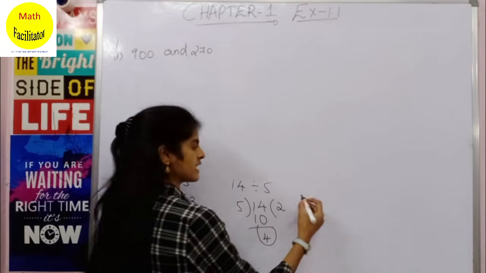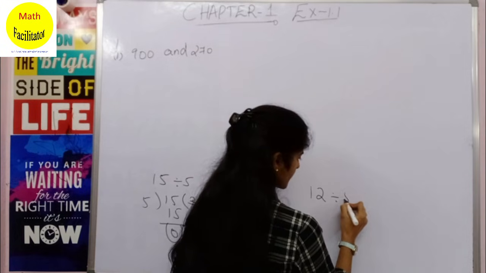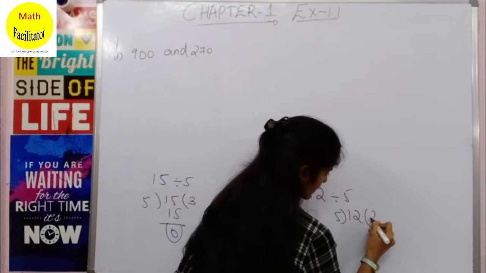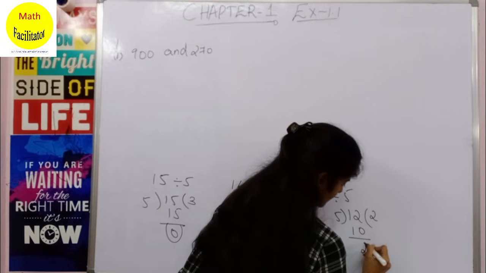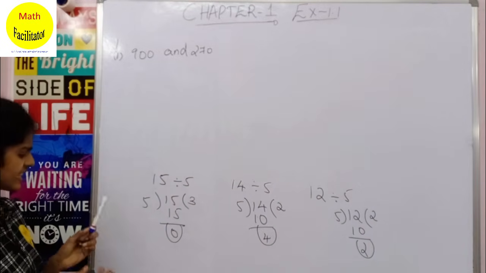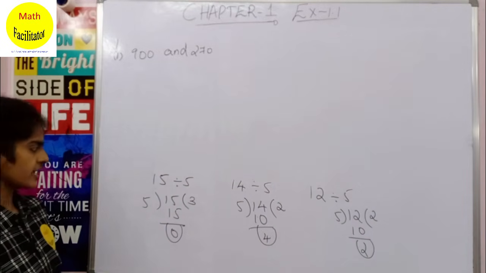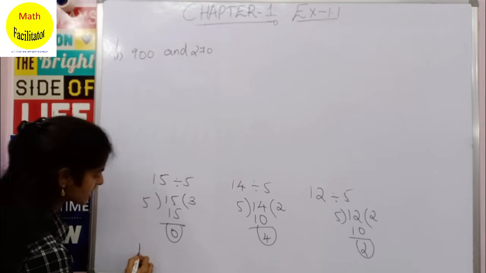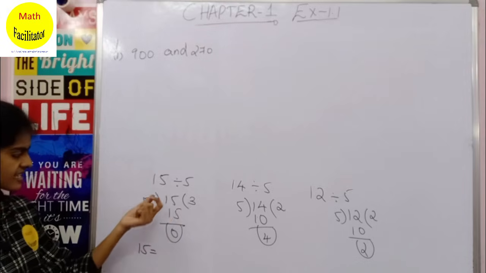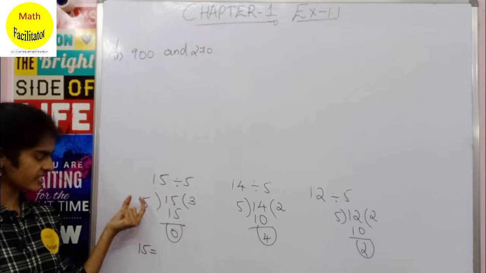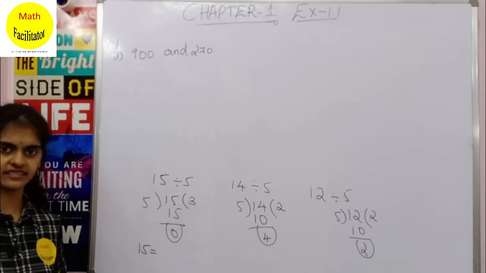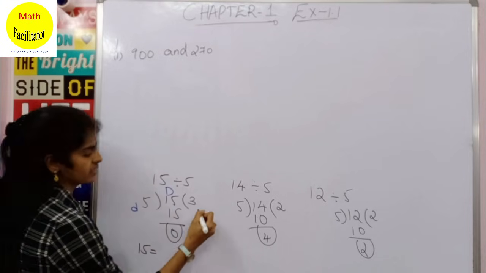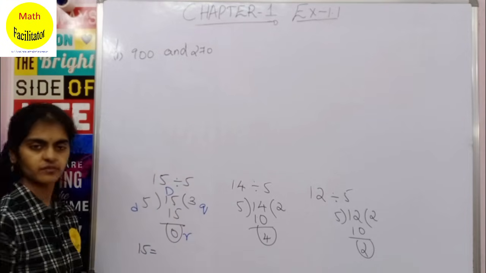Suppose I have the number 12 and I want to divide it by 5. 5 twos are 10, the remainder is 2. In each case, I have divided by 5. In 15 is equal to 5 times 3, 15 is the dividend, this is the divisor, this is the quotient, and this is the remainder, right?